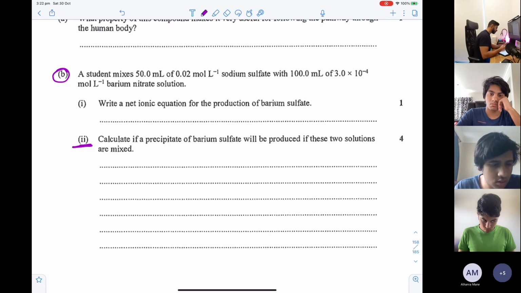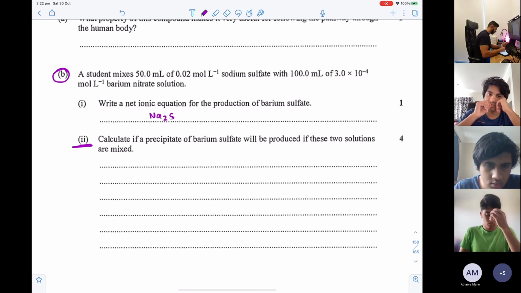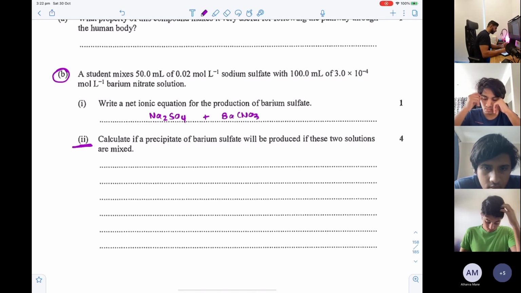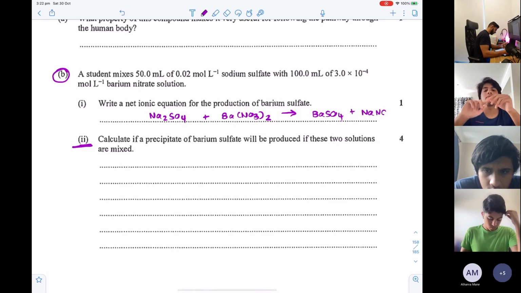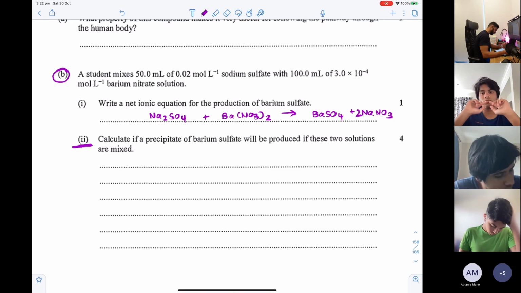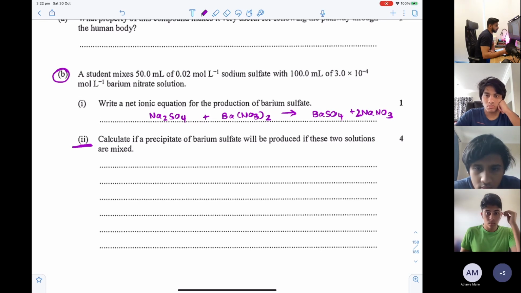I would say let's start by writing the full equation, right? So you've got your Na2SO4 plus your Ba(NO3)2 gives you, what else do we have? We've got BaSO4. We've got NaNO3. And if I were to balance this, it should be a 2 here. So who can tell me which one of these is solid? If all of them are aqueous, there's no reaction, right? So which one of these products is solid? The BaSO4 and NaNO3? Apply your basic solubility rules that you just learned.